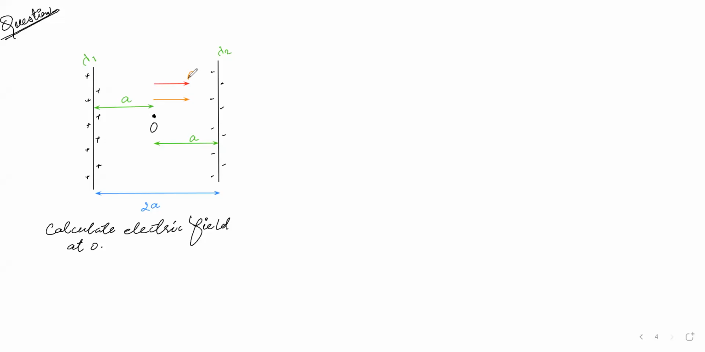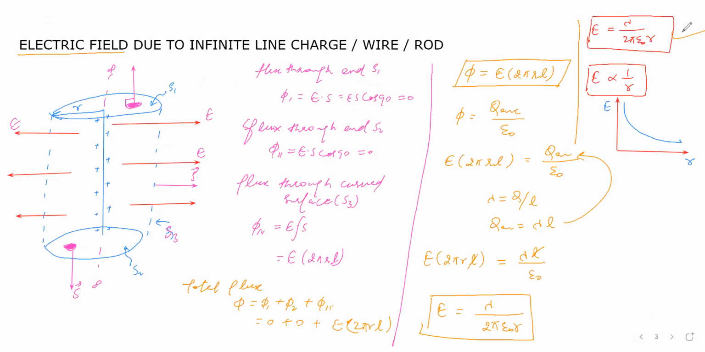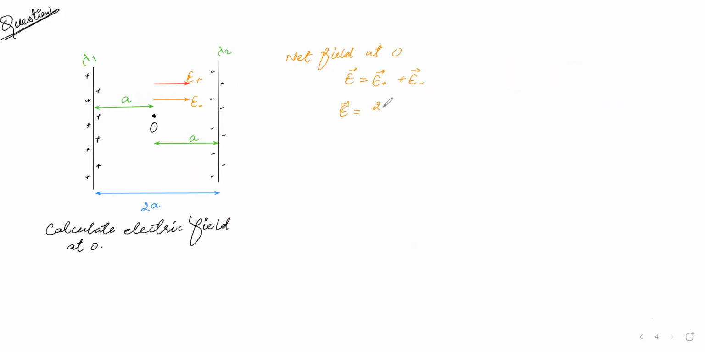We can say this is your E plus and this is your E minus. Both are in the same direction. So we can write the net field at O, which is E equal to E plus plus E minus. Once again, what is E plus? Due to the line charge, the formula is lambda 1 over 2 pi epsilon naught R.